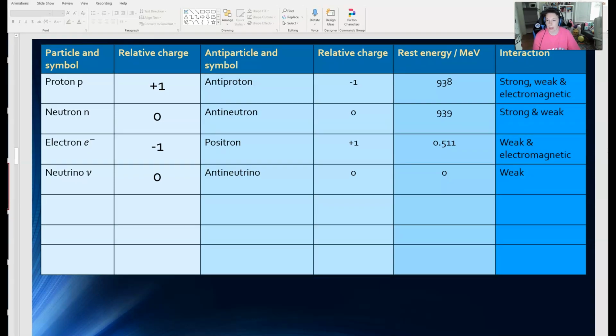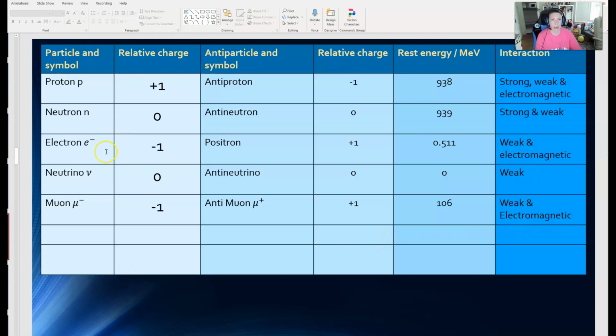Next we have a particle called a muon. Its symbol is a mu, which is the same as the mu that you use for micro. So it's like an M or a U with a long tail at the start. Its particle is actually negative, so it has a charge of -1. Its anti-muon is positive, so it has a charge of +1. It's quite light, with a rest energy of 106 megaelectron volts, and it interacts through the weak and electromagnetic forces. It is not involved in the nucleus, so it does not have the strong force.